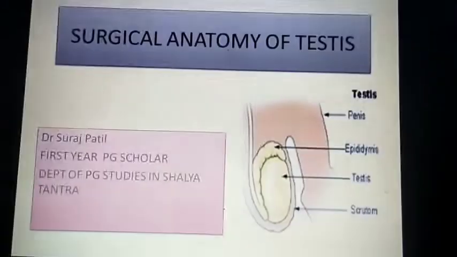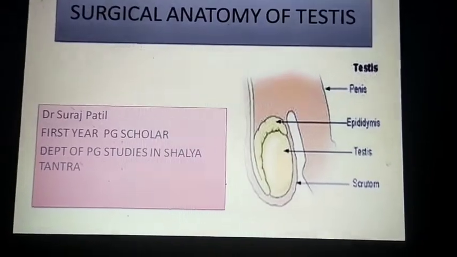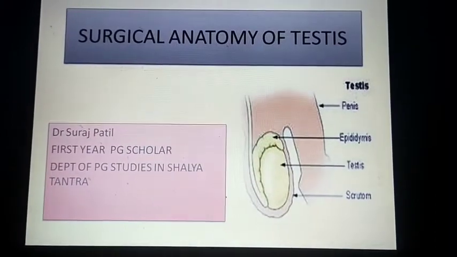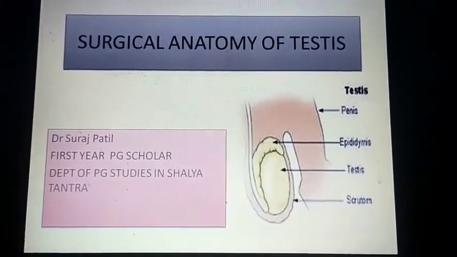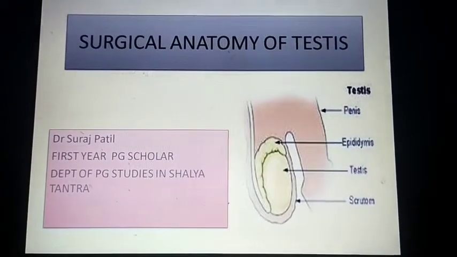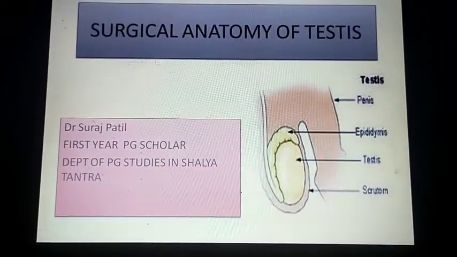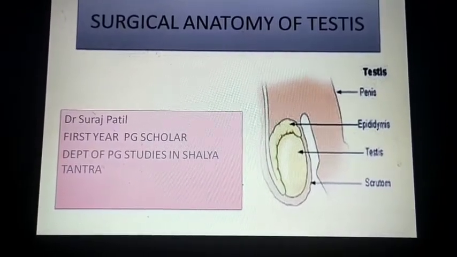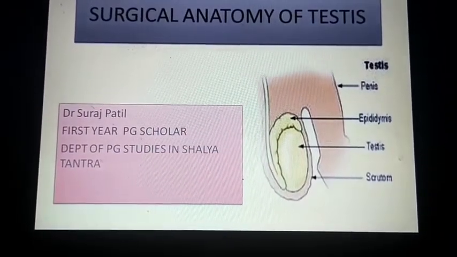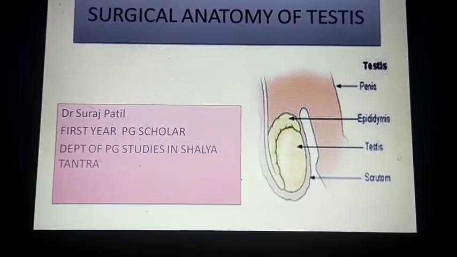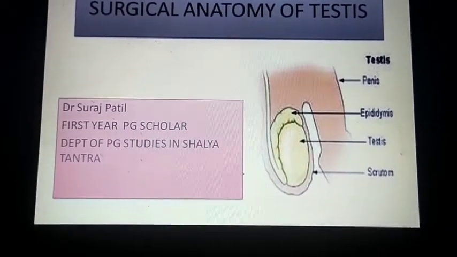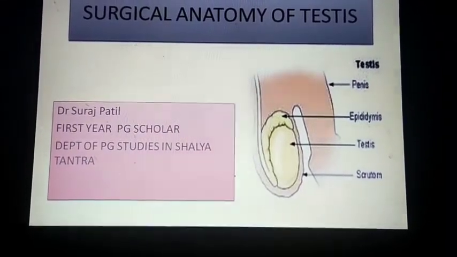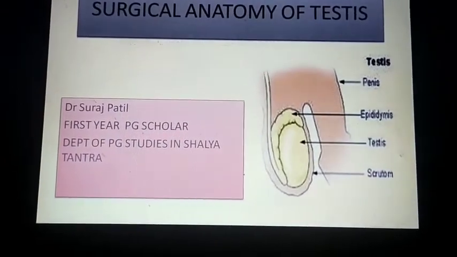Good afternoon, everyone. Today we'll go for the anatomy of a testis. The testis is a male reproductive organ. It is also called the testicles. They are two oval-shaped organs in the male reproductive system. They are contained in a sac of skin called the scrotum. The scrotum hangs outside the body in front of the pelvic region near the upper thigh.